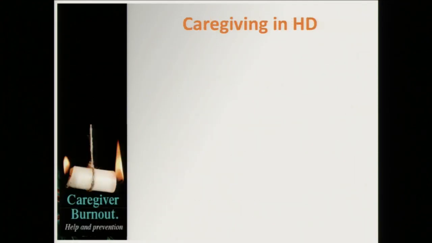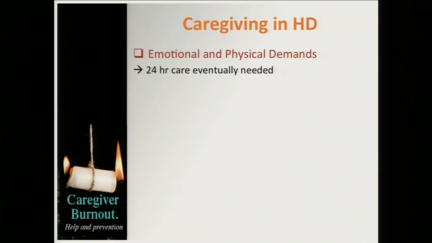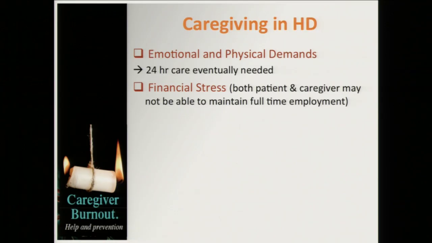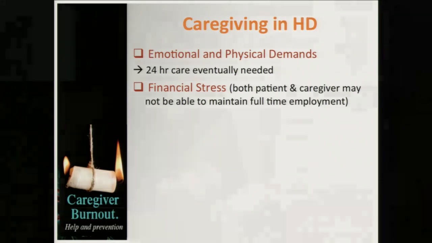Let's talk a little bit about caregiving in Huntington's disease. I think this is an incredibly important issue, so it's worth at least one slide. And basically, we have to understand that there are many emotional and physical demands for taking care of somebody with Huntington's disease. Eventually, 24-hour care is needed. It can be a financial stressor, right? Because there's loss of gainful employment and full-time employment for the patient, as well as the caregiver. So really not a fair situation and very, very stressful.